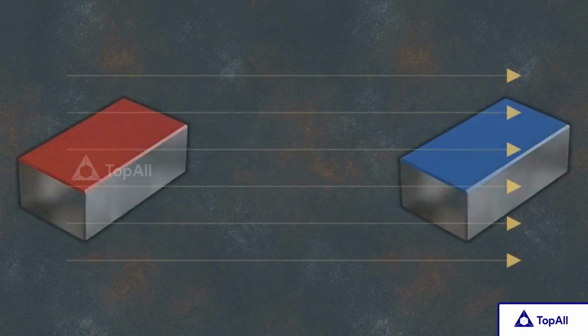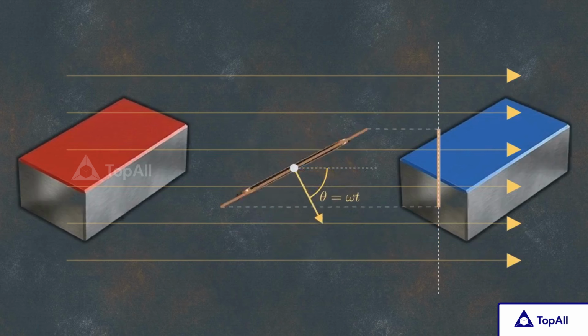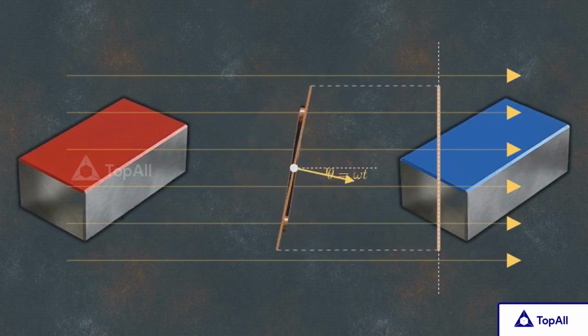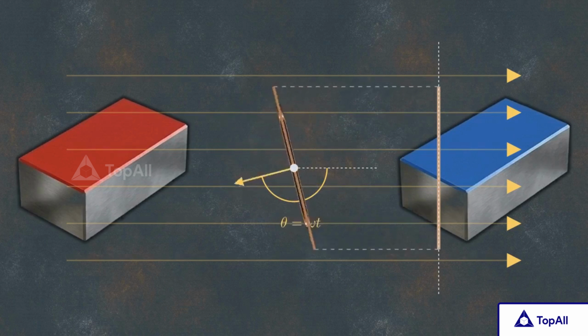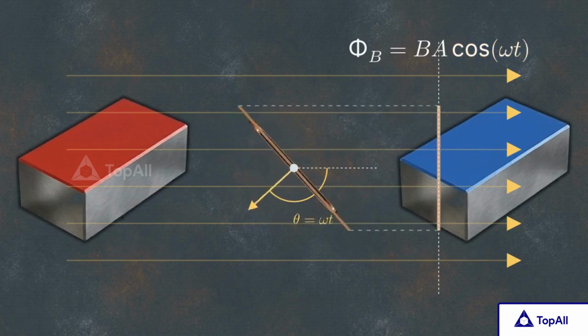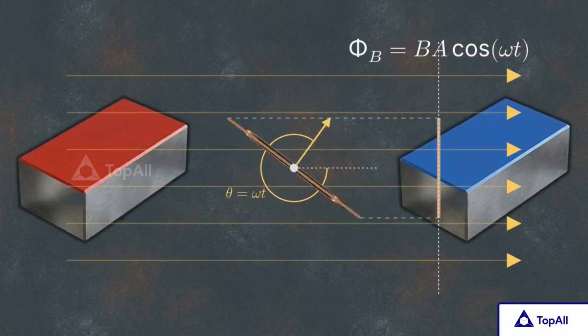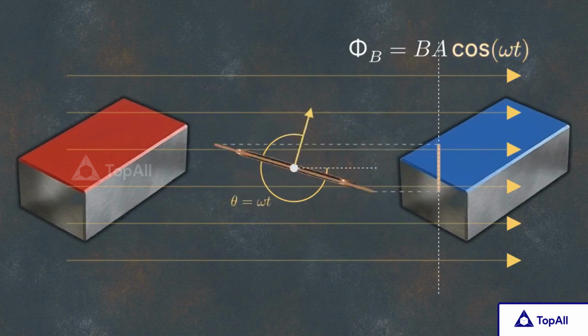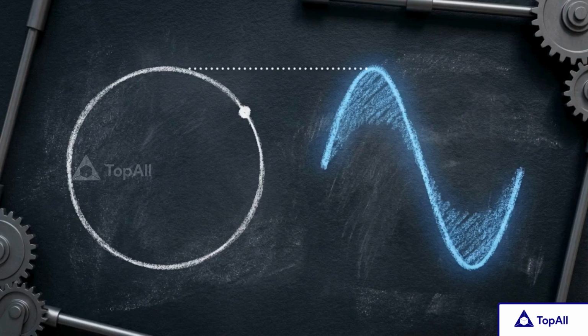We measure magnetic flux, the coil's area exposed to field lines. As it rotates, the captured field changes. We track its angle, defined by angular speed omega over time t. Thus, flux equals field strength B times area A multiplied by the cosine of omega t. Because the rotation is circular, the flux trapped by the coil follows a perfect mathematical oscillation.